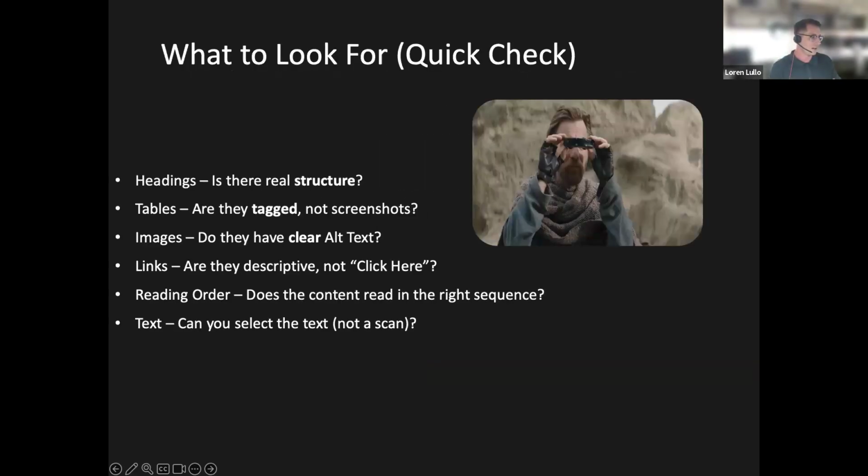What to look for. I got a little bit redundant here, I apologize. But anyway, just really quick. Headings, is there real structure? Tables, are they tagged? Not screenshots. Images, do they have clear alt text or are they denoted as decorative so screen readers know to ignore them? Links, again, make them descriptive. Reading order, does the content read in the right sequence?